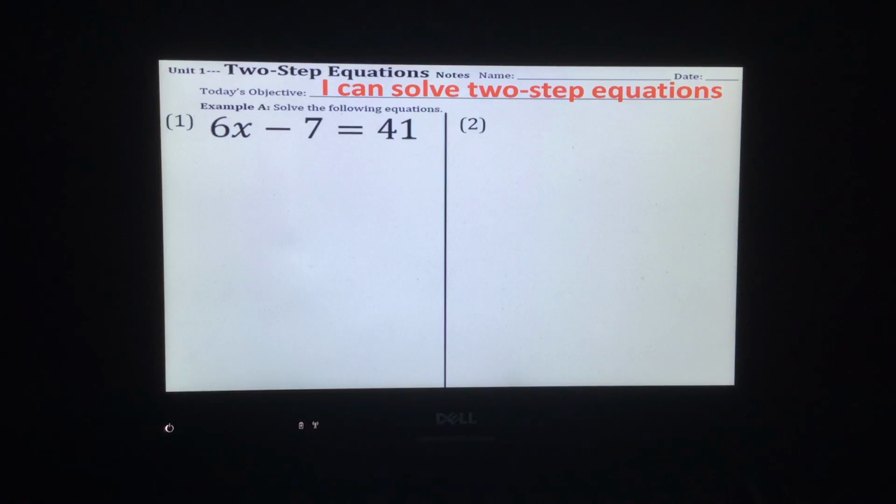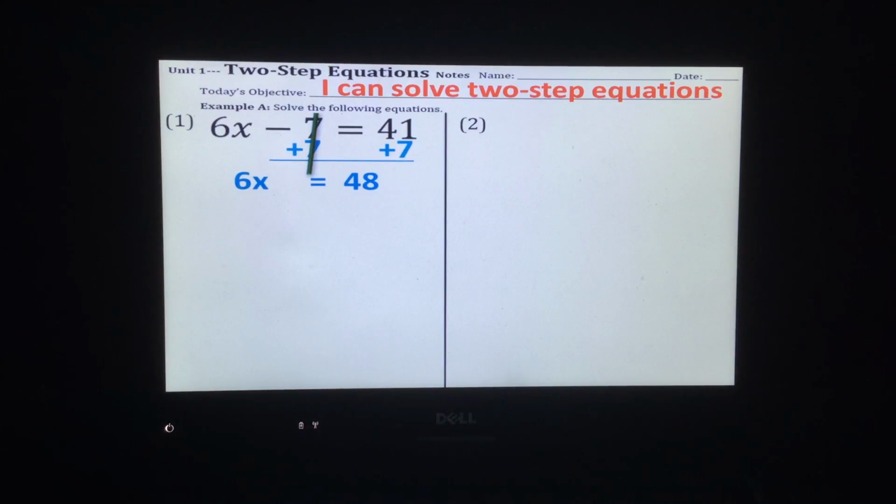Now if you answered get rid of the stranger first, which was the correct answer, the stranger would be 7 because he's far. The distance between x and 7 is far away. The distance between 6 and x is close. So get rid of who's furthest away from you first. So what I need to do to get rid of the minus 7 is add 7 to both sides. The 7s will cancel out, and you'll be left with 6x on the left side, and on the right side you're going to have 48.